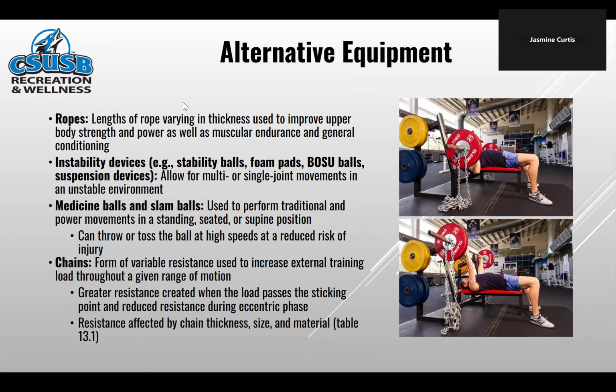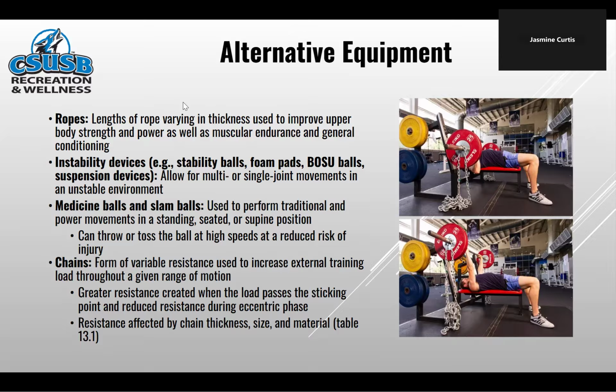Alternative equipment continuing, we have ropes. Lengths of ropes varying in thickness, used to improve upper body strength, mostly cardio. It could also improve some power, mainly muscular endurance and general conditioning. Instability devices, so there's stability balls, foam pads. You see some of those in the rec under the staircase.